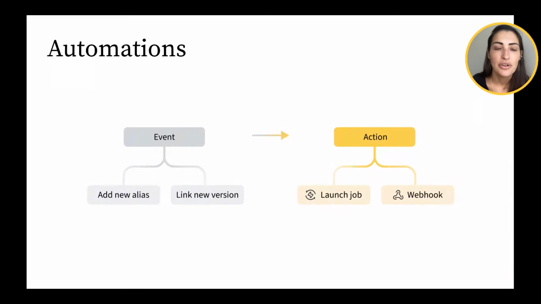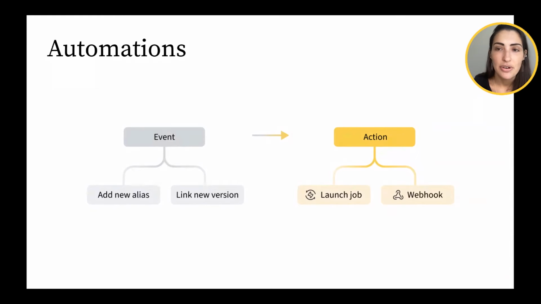And you can see here in the diagram that we have two types of events that you can set up. Either you want to add a new version, so the automation will listen to any changes in your registered model that we looked at earlier. And you can set one up that says, hey, I want you to kick off a model evaluation pipeline when any new model is added. So the event there is linking a new version to the registry.